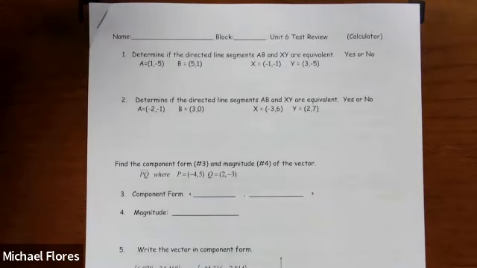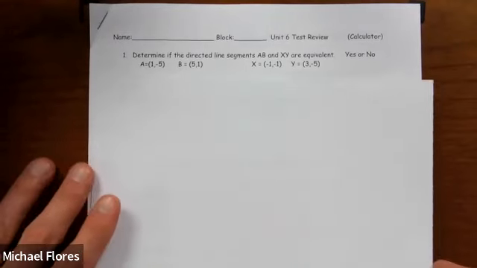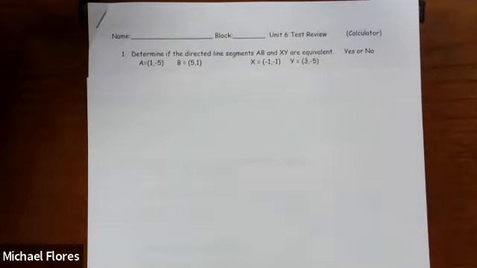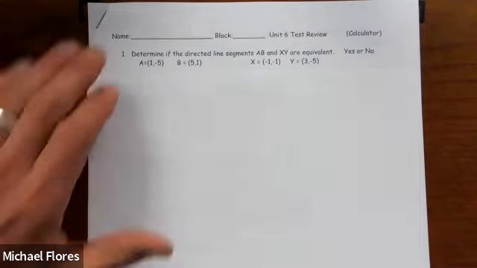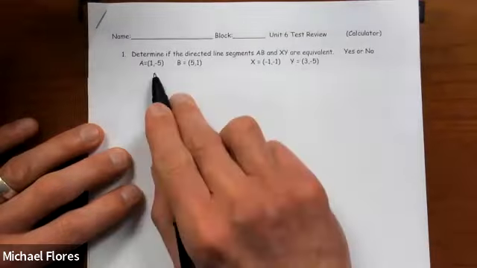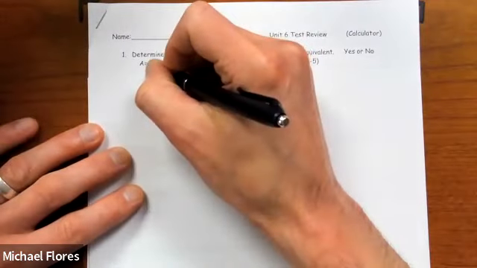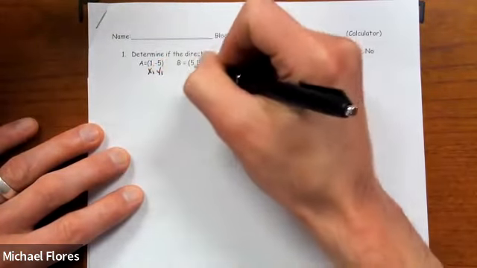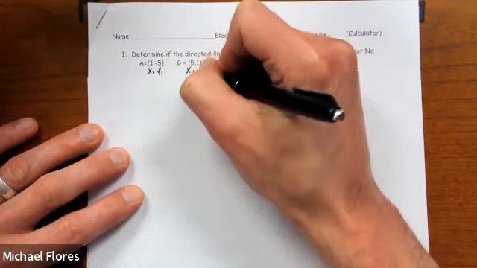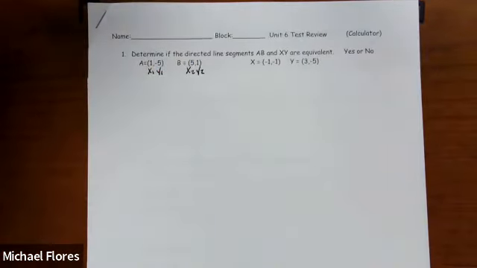All right, let's start with example 1. Determine if the directed line segments AB and XY are equivalent. These are pretty easy. I'm going to start by labeling X1, Y1. I just do this because it helps me most of the time not make a mistake. And then X2, Y2.